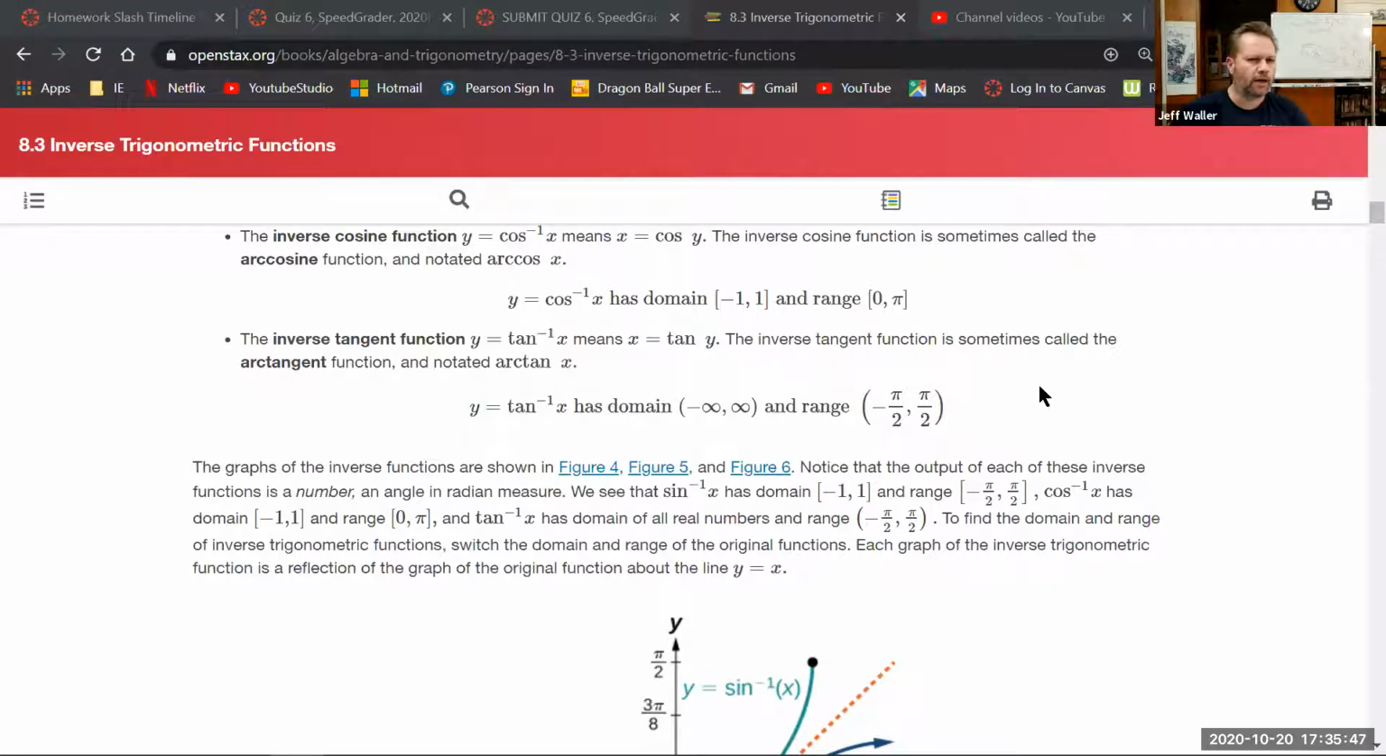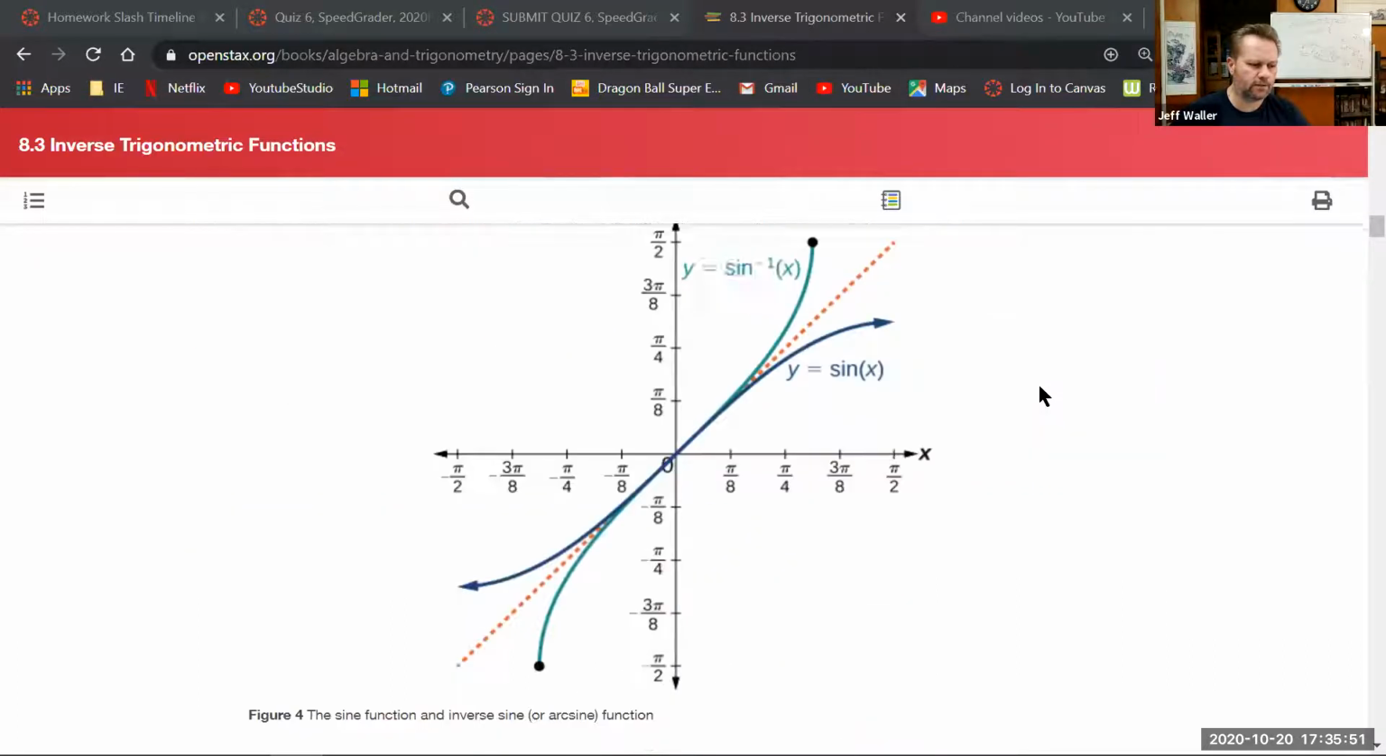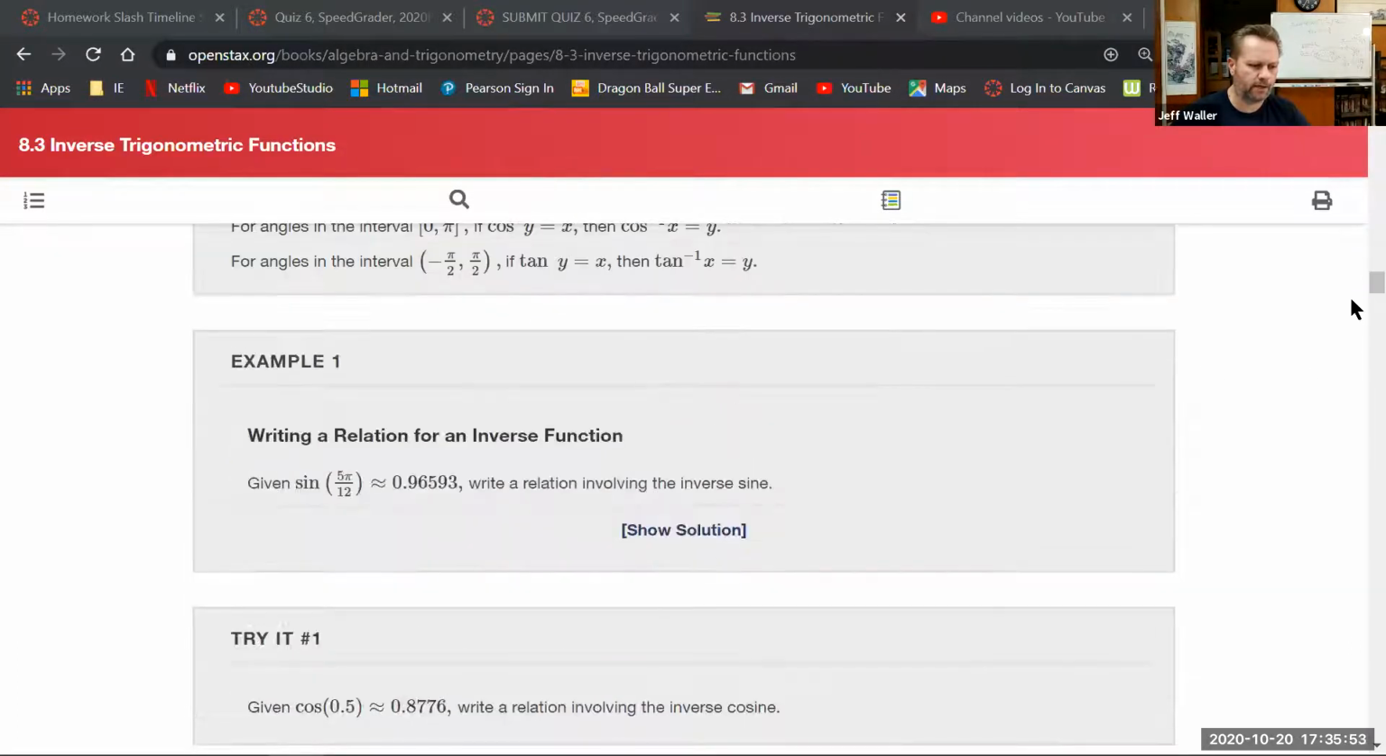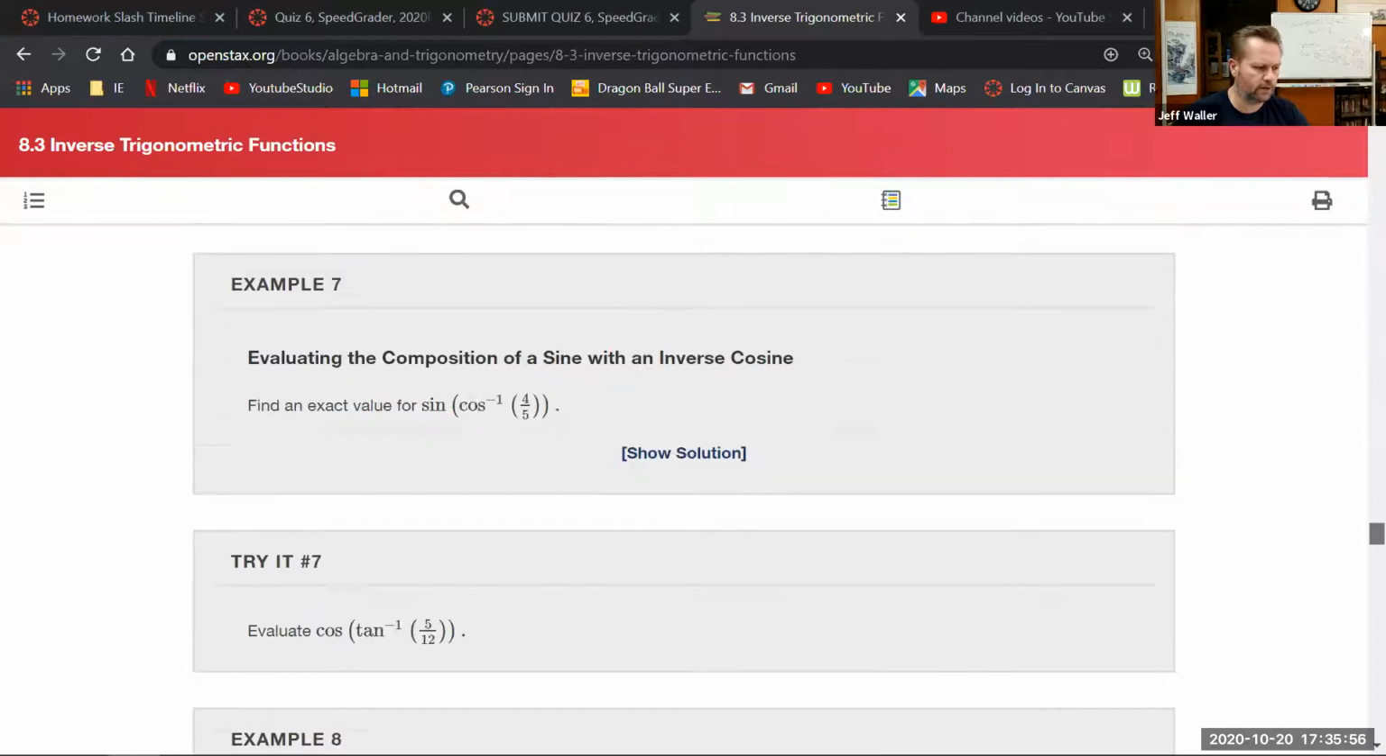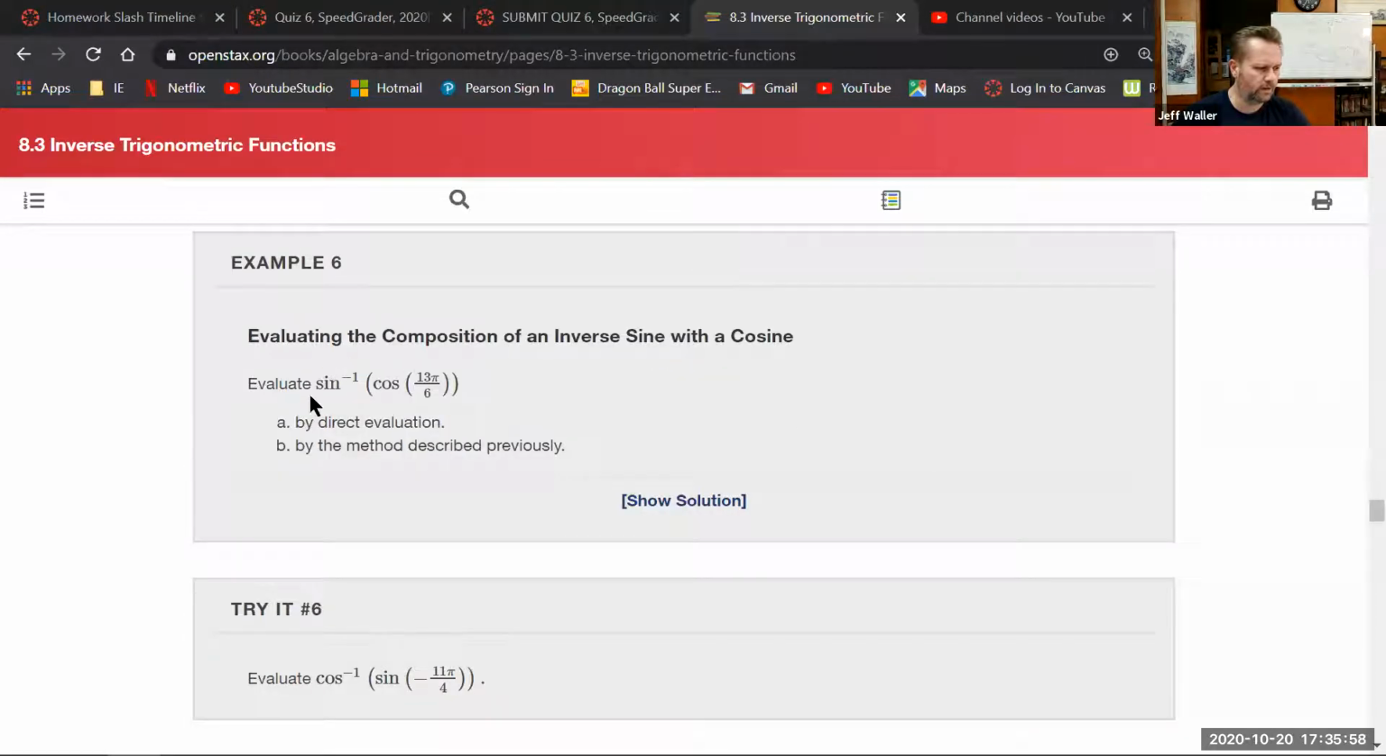Okay, so I think the last thing we left undone in this section was to look at some problems like this. Let me just scroll down. Yeah, like a problem like this, right?